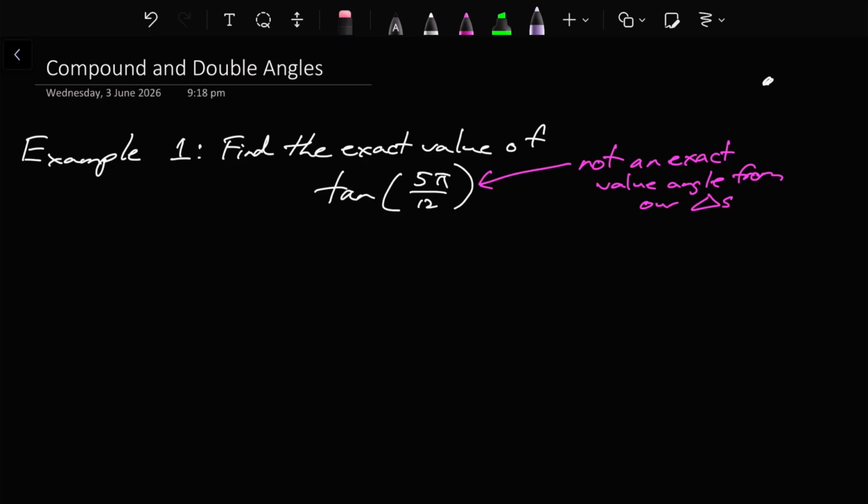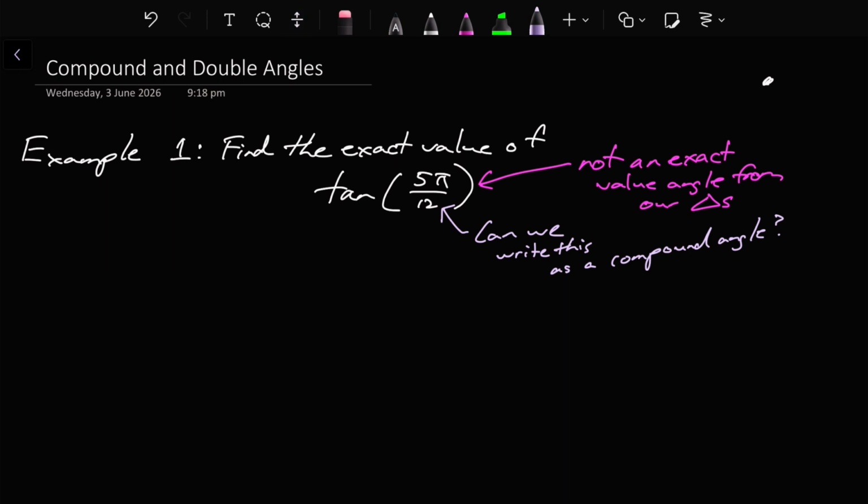Okay, not an exact value angle from our triangles, which means we have to use our compound angle formula. We have to find a way of rewriting this. So can we write this as a compound angle? And most of the time, because we're playing the game on easy mode, the answer will be yes, right?